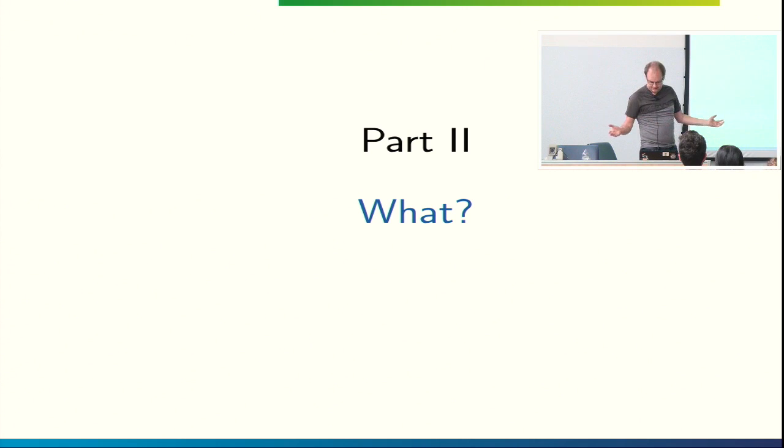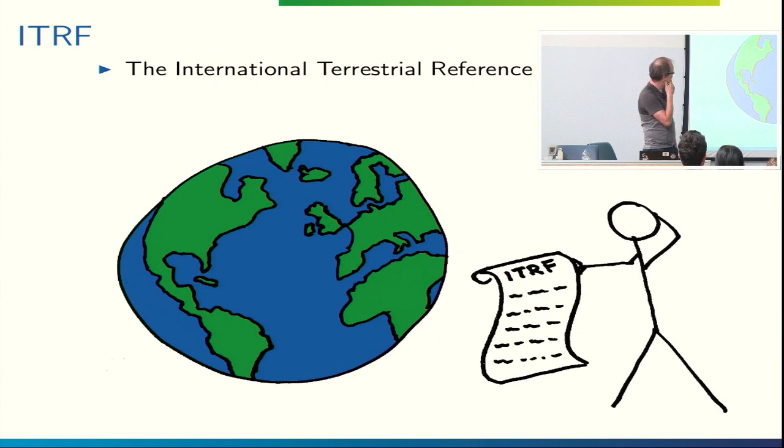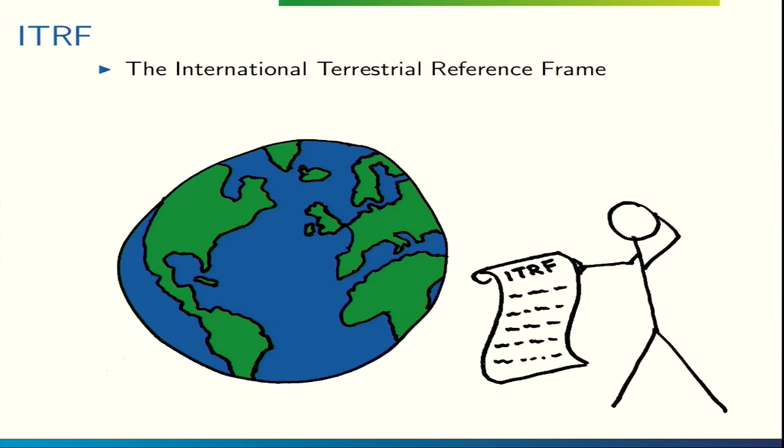Okay, so how is this actually done in practice? The basic thing is that we have something called the International Terrestrial Reference Frame. So the reference frame is kind of the reference system part. Terrestrial means it's for the Earth, and international means that it's kind of a global thing that's an international cooperation. And the way the ITRF works is that it's really just a list of coordinates of things that move. So essentially what we've been talking about now.